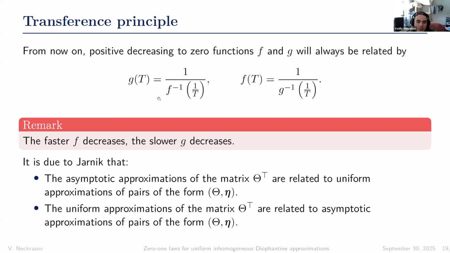And what the principle says in general is that the asymptotic approximation of the pair is related to the uniform approximation of the transposed matrix. And vice versa, uniform approximations of the pair are related to the asymptotic approximation of the transposed matrix theta. Excuse me, but what is the quantification on eta? If you know something about theta, then you know something about all etas or most etas? Yeah, it depends on what you're asking about, exactly. So that's why I didn't specify. Okay.